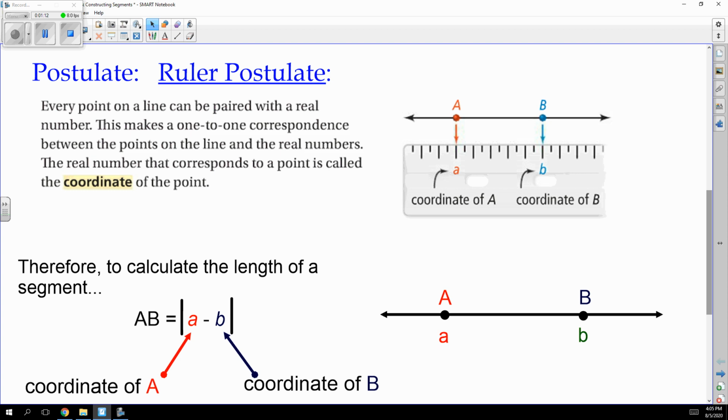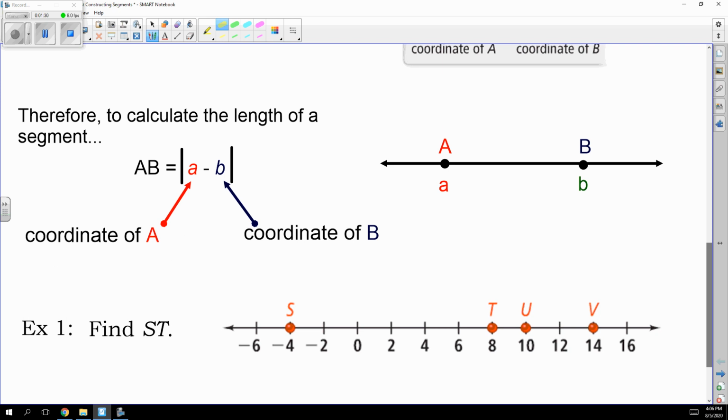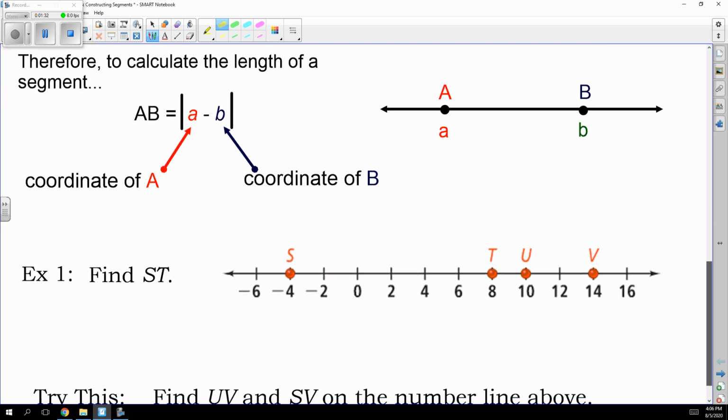So you can see here that the lowercase letters are the numbers that correspond to the points right up here, point A and point B, that are on that line. And most of you are pretty familiar with the number line. So to calculate the length of a segment, you can take the absolute value of the difference between the coordinate of point A and the coordinate of point B.